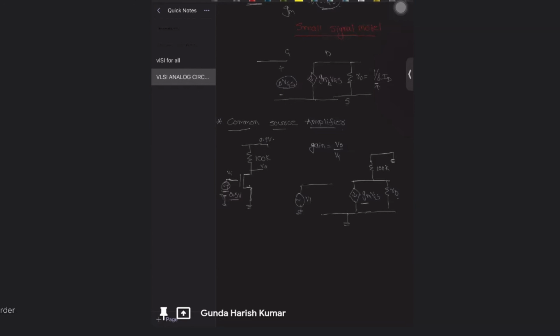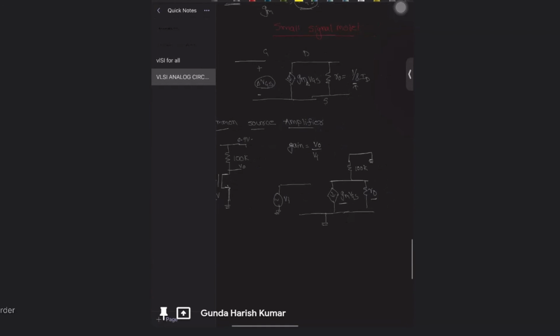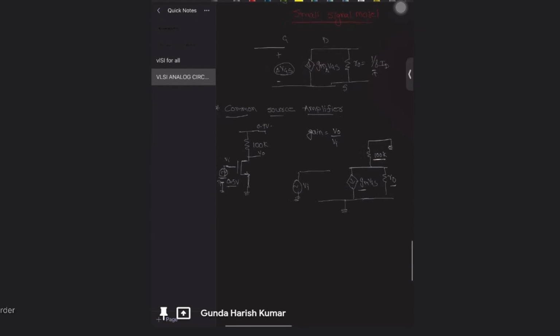Now I have to find gm. R0 is generally given and will be very high, in the megaohms, so we can neglect it in parallel with the 100k. A high resistance in parallel with a low resistance is effectively the low resistance, so we can consider just 100k. Or, if lambda is given, you can calculate it from the equation.